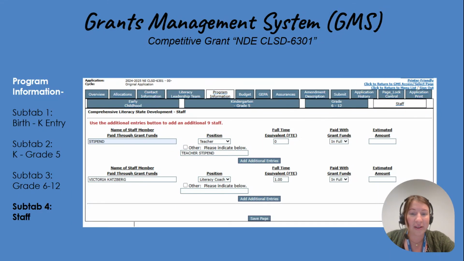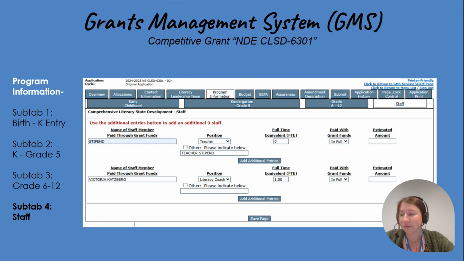All right, the 4th subtab for program information is going to be the staff page. If you do not plan to pay any staff or offer any stipends, you can just leave this section blank, but it also must be blank in your budget narrative, budget detail, and budget summary. So if there's no staff here, we wouldn't expect to see any staff anywhere else.